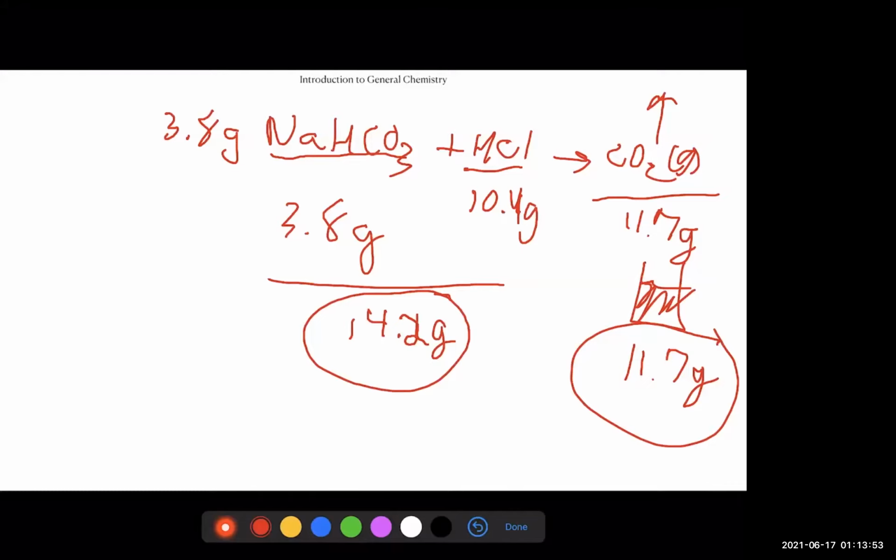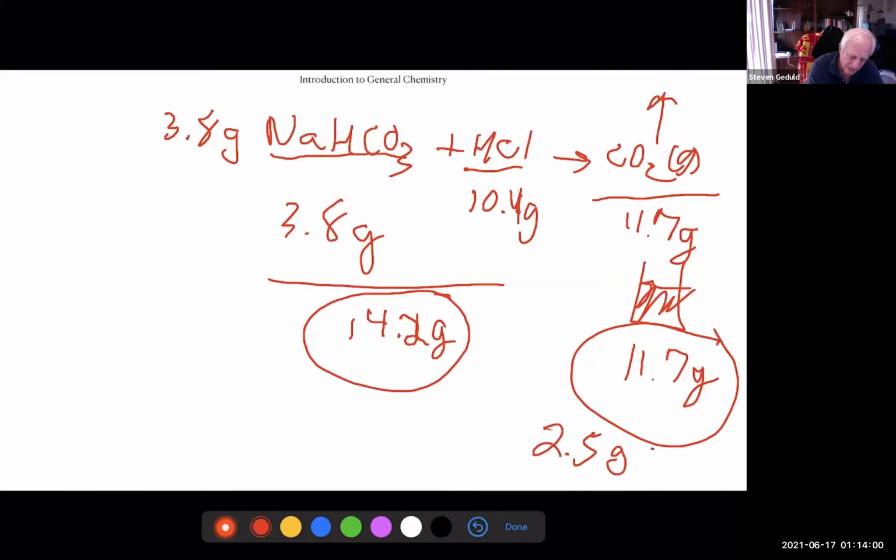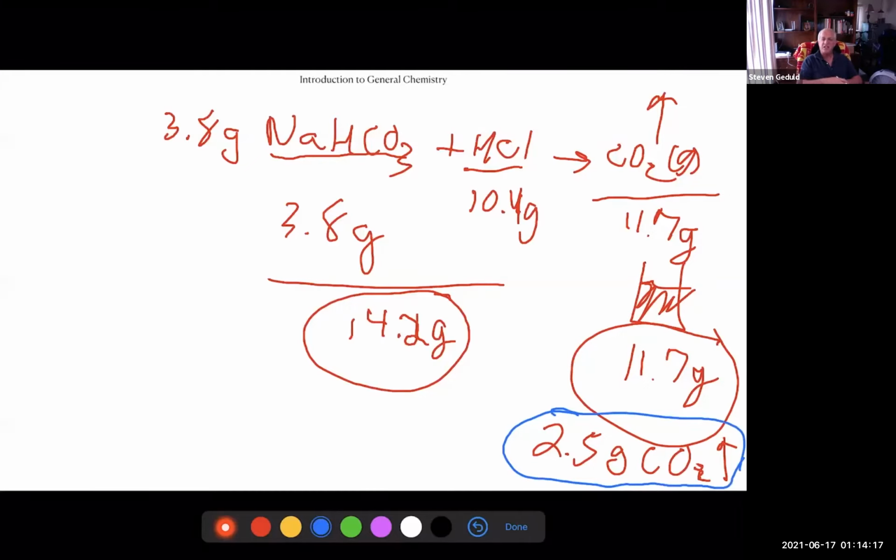So I think it comes out to 2.5 grams of carbon dioxide released in the air. So 2.5 grams of CO2 is released into the air as gas. 2.5 plus 11.7 comes out to 14.2. So your answer would be 2.5 grams of CO2 had to be released, because the mass has to stay the same. Always write it out in front of you so you can see what it looks like. Sometimes it makes it a little easier to follow.